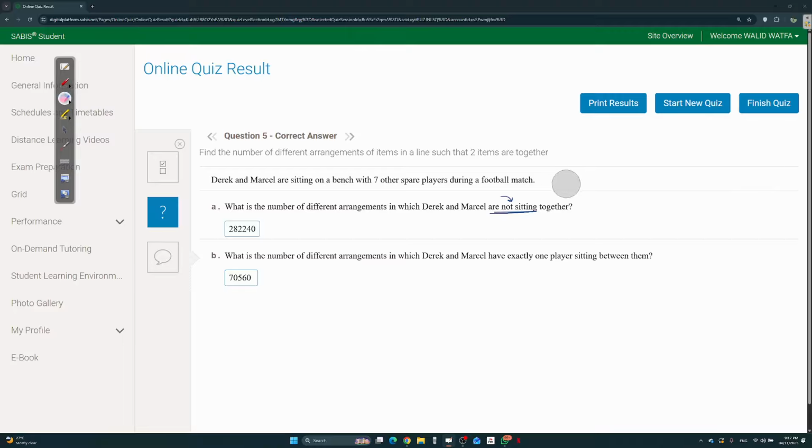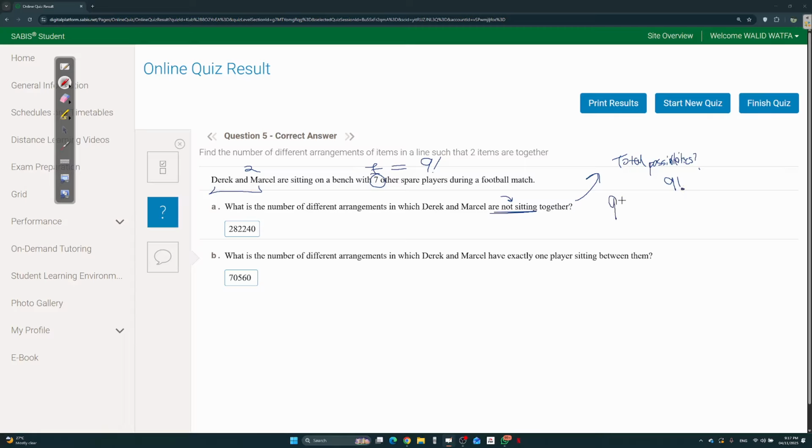So to do that, we're first going to look at how many total possibilities there are. Derek and Marcel are 2 people, and 7 people here. So how many people do we have in total? 9. So when you look at how many possibilities, don't you take the factorial? Yes. So the total possibilities are 9 factorial.